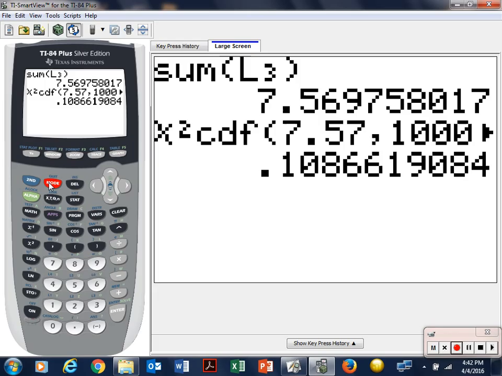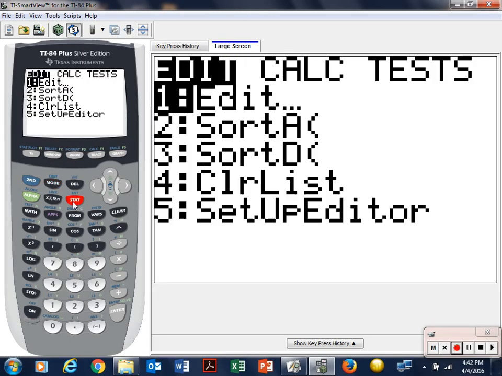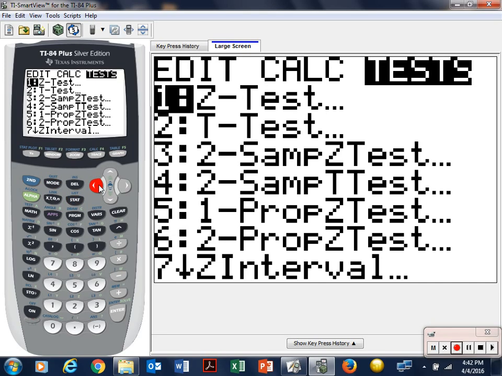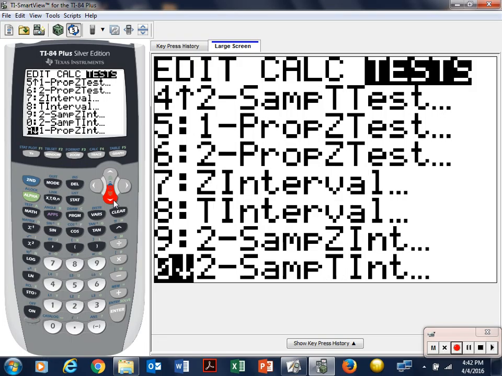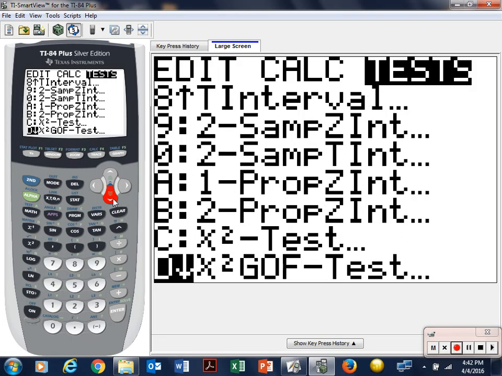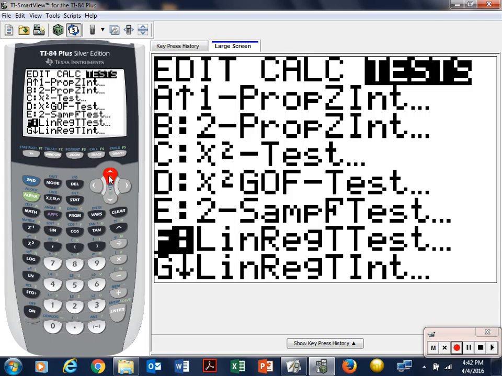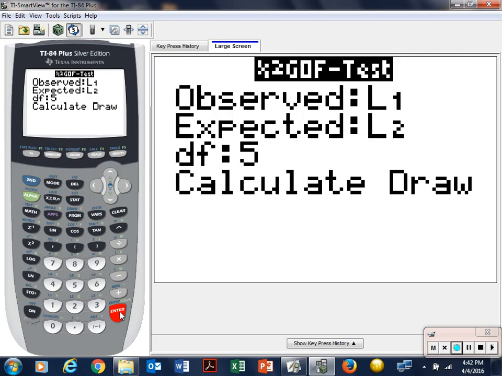Now, those of you that have a newer calculator, stat, test. Your calculator will actually have the chi-square goodness of fit. Should be very obvious. There it is. Mine's letter D, chi-square GOF test. Now, E, we're not going to use E. I should say letter C is going to be for chapter 4 too. So pick letter D or whatever yours is.